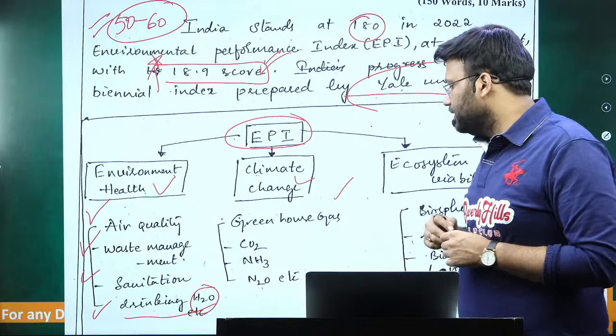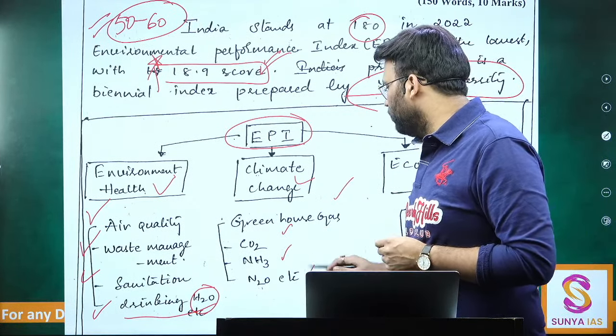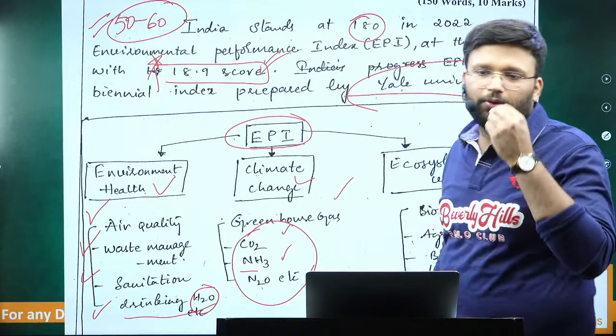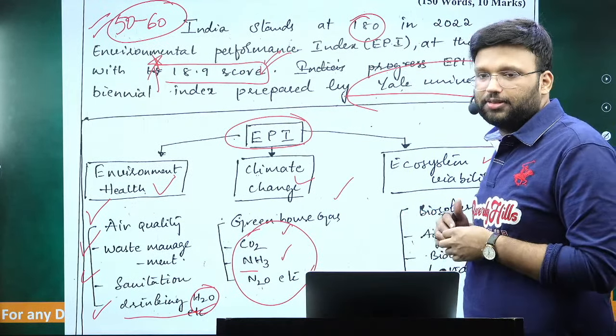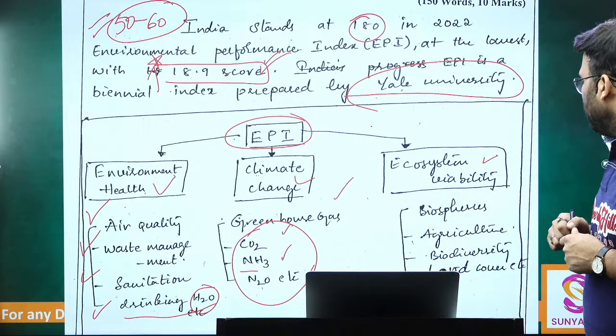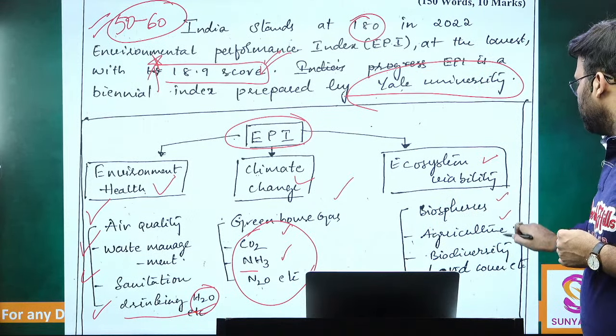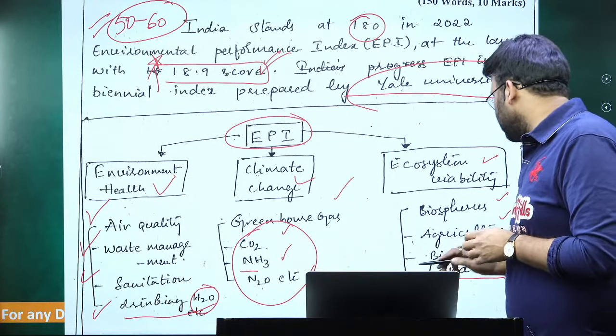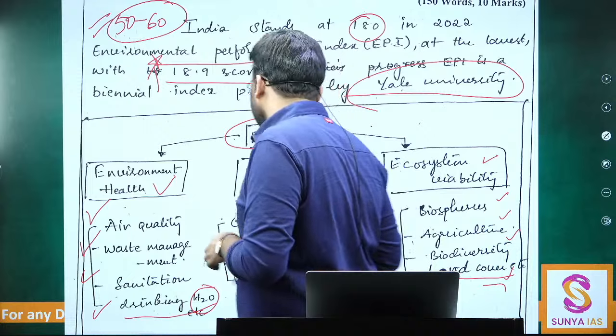Greenhouse gases, CO2, NH3, N2O. Again, try to keep it simple. Try to keep it simple. Do not write these formulas. Okay? Ecosystem viability: biosphere, agriculture, biodiversity. The last line would be land cover, forest cover.